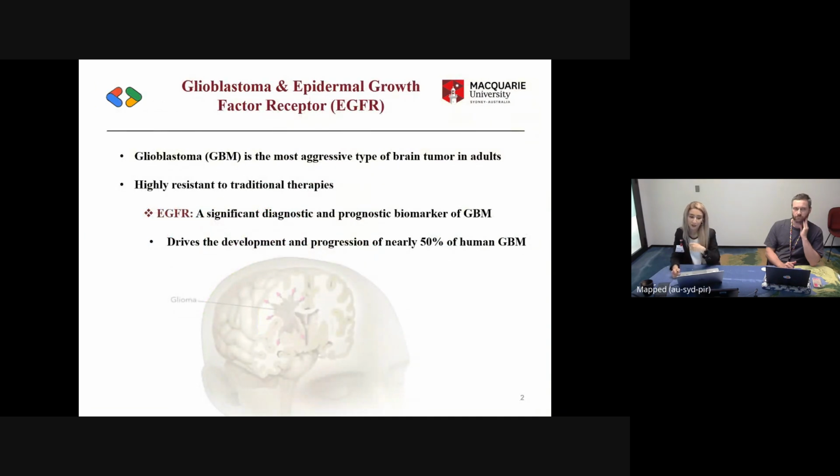So, glioblastoma is one of the most aggressive types of brain tumor in adults, and it is notorious for its rapid growth and resistance to traditional therapies. And EGFR is one of the significant diagnostic and prognostic biomarkers of GBM. It drives development and prognosis of nearly 50% of glioblastoma in humans.